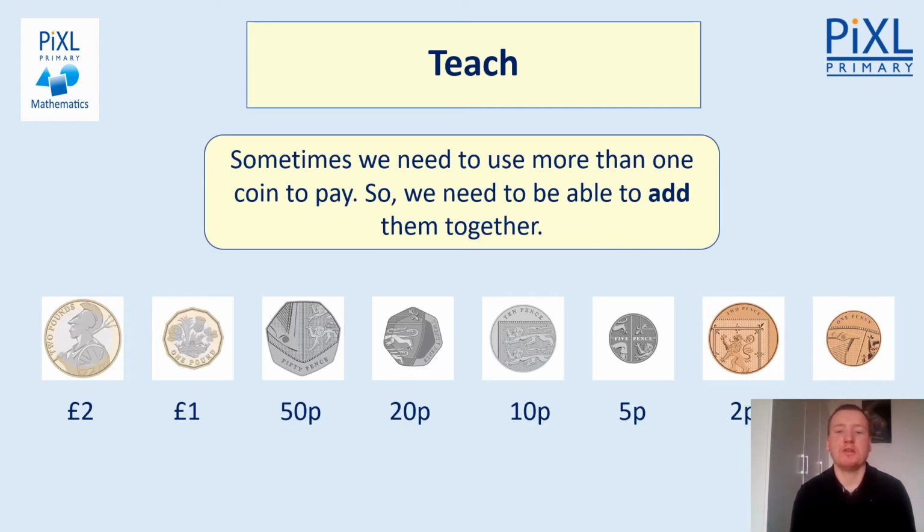Sometimes we need to use more than one coin to pay, so if you go to the shop and you're buying something quite expensive, you might have to pay maybe £4. So we need to be able to add these coins and their values together. So that's what we're going to be looking at today.